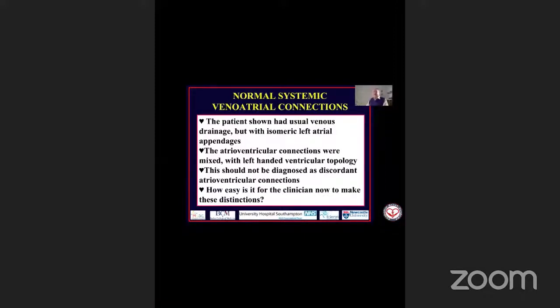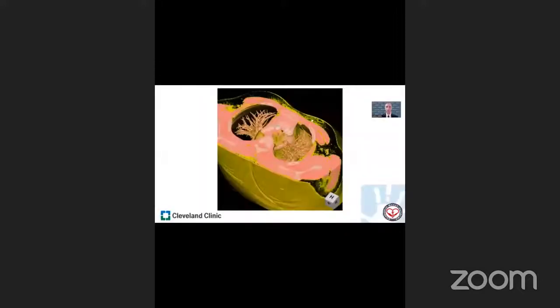So how easy is it for you now, as clinicians, to diagnose the presence of isomeric atrial appendages? Well, speaking as an anatomist, I believe now it is very easy. But to emphasize that point, Justin is now going to show you how you as clinicians, probably now using computed tomography, are able always to diagnose the presence of isomeric atrial appendages.